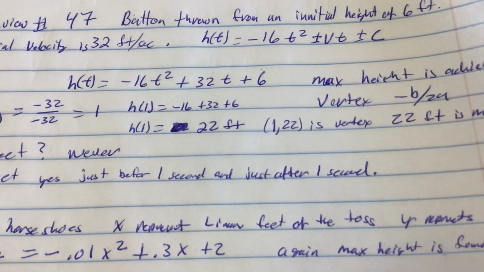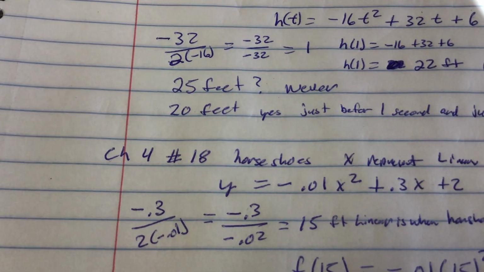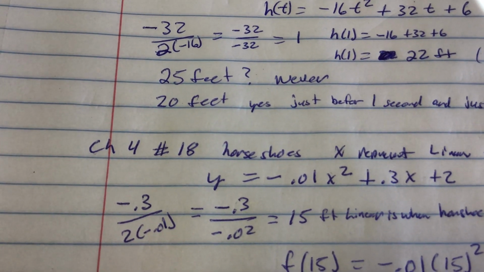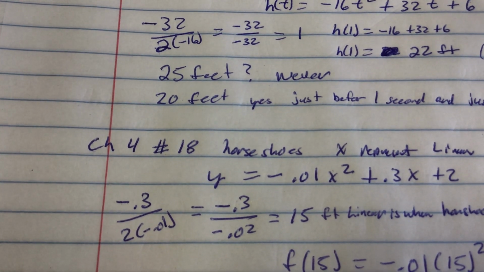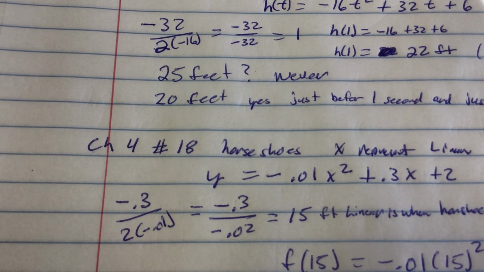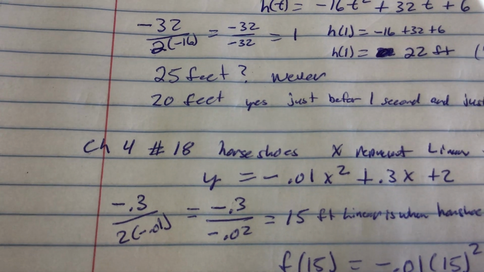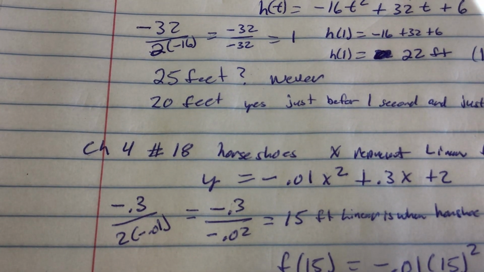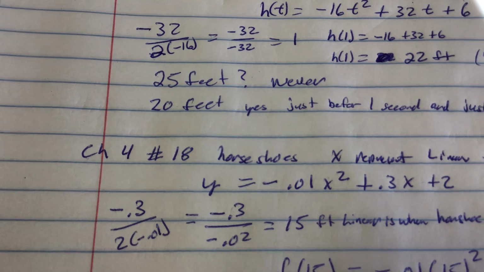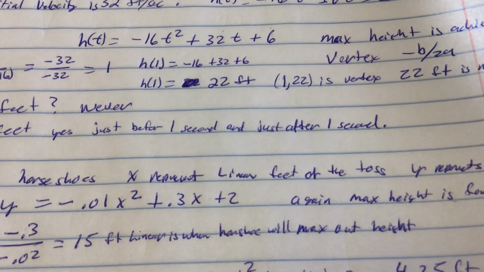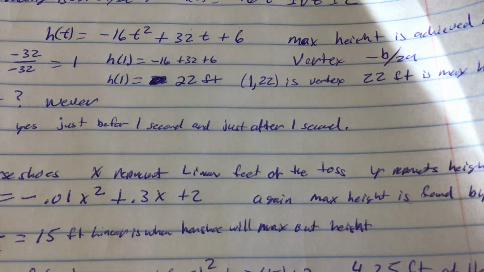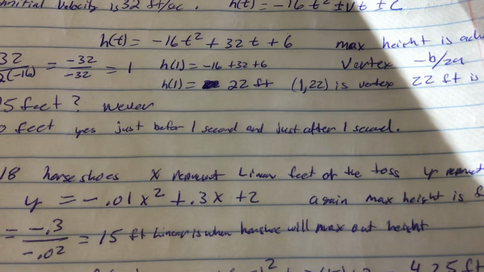So using that equation, again, I want to find the maximum height. Again, I just use negative b over 2a. So that's negative 0.3, notice, divided by 2 times negative 0.01. So negative 0.3 divided by negative 0.02, when you multiply those, is equal to 15 feet. So this is 15 linear feet after you've tossed the horseshoe. The height of the horseshoe will max out, okay? So what is the maximum height here?